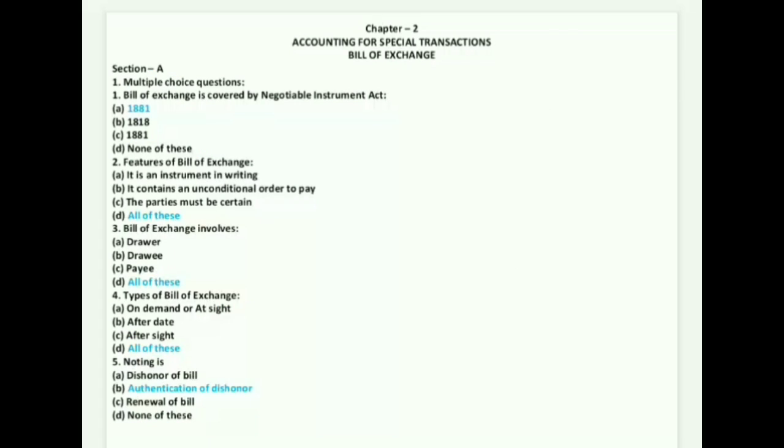Next, we'll start with the chapter number 2, which is accounting for a special transaction, bill of exchange. The first question is, bill of exchange is covered by Negotiable Instrument Act. Bill of exchange is covered by Negotiable Instrument Acts. Options are 1881, 1818, 1881, and none of the above. So, well, 1881 is the correct answer.